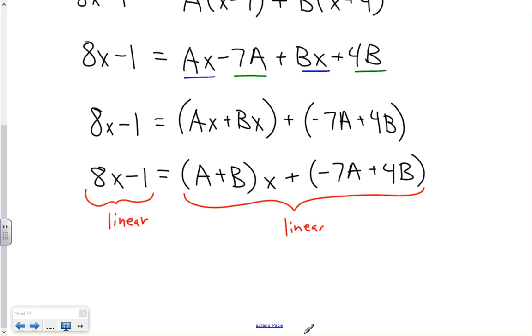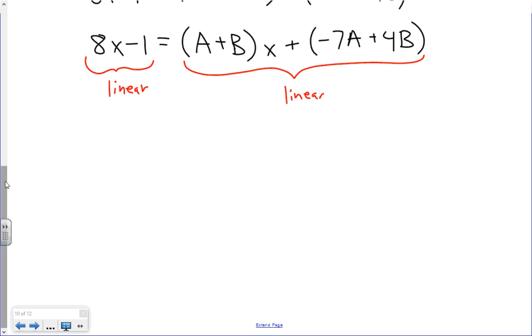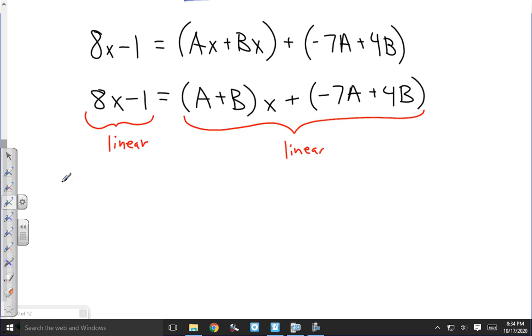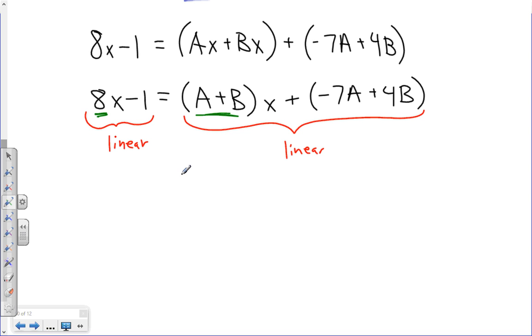Now, the only way these two linear expressions can be equal to each other is if their individual terms are equal to each other. Probably the best way to think about that is to think about this graphically. If you have one linear function sketched and I have another linear function sketched, what's the only way possible for those two functions to be equal to each other? They have to have the same slope. That is, this 8 right here has to be equal to this a plus b. And they have to have the same y-intercept. That is, this negative 1 would have to be equal to this negative 7a plus 4b.